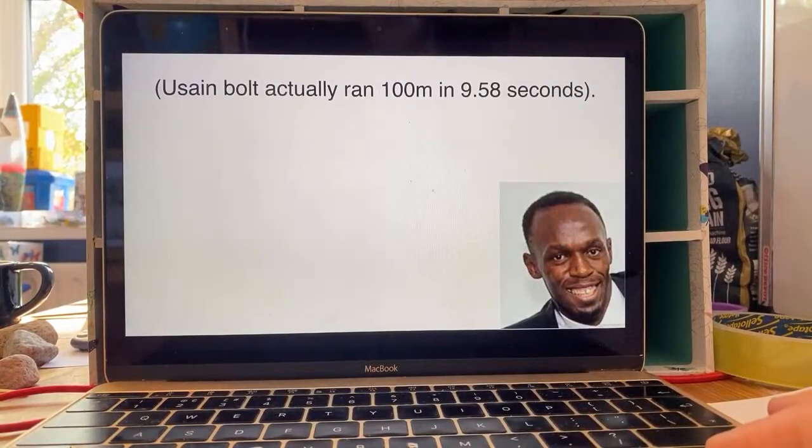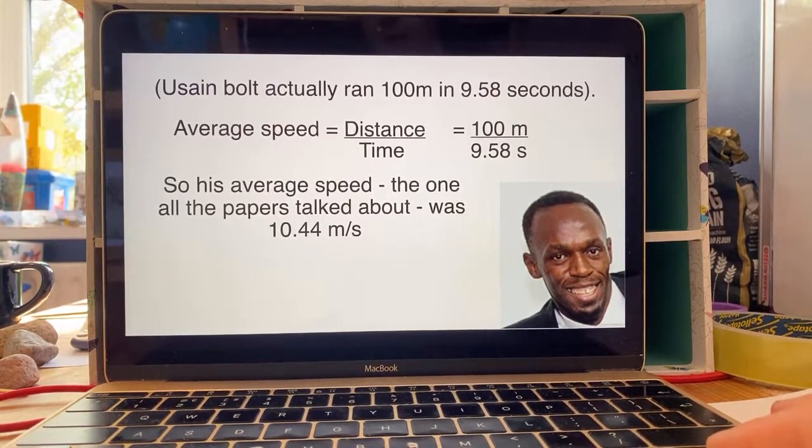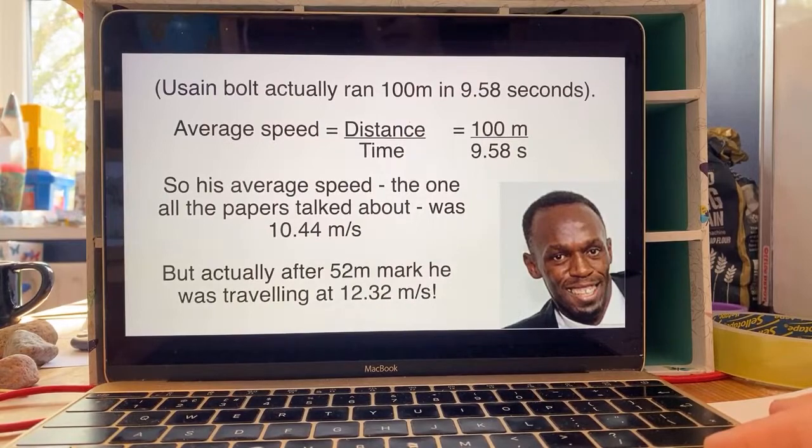Usain Bolt, FYI, actually was a bit faster than that. He ran the 100 metre race, it was 2009, in 9.58 seconds. So his actual average speed was distance divided by time, which is 100 metres divided by 9.58 seconds, which the average speed then, that all the newspapers were talking about after the race, was 10.44 metres per second. But in actual fact, that's not the exciting bit of the story, really. He actually ran faster than that. After he'd gone 52 metres, he was actually travelling at 12.32 metres per second. Over 12 metres in 1 second. The number that the papers gave was just his average speed.